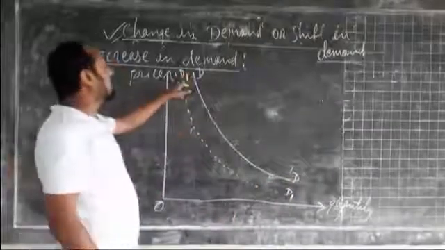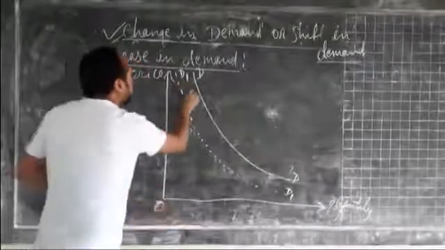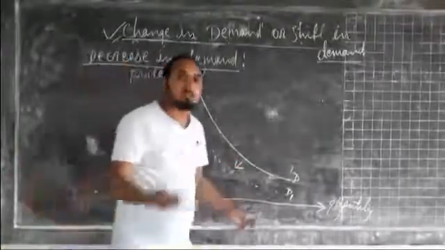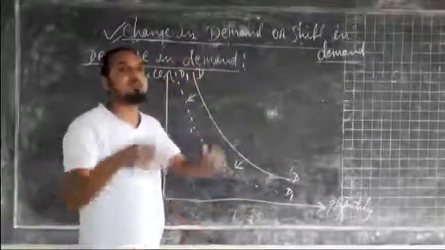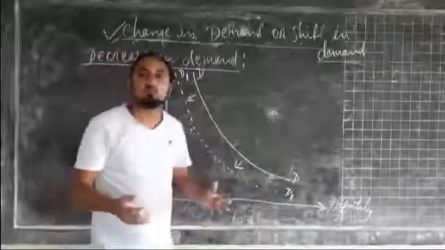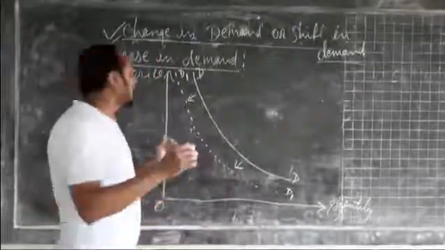D1 is the new demand curve, and this new demand curve is taking place due to decrease in either your income or taste and preference, or even if the government reduces the credit facility, then the consumers won't be able to buy more quantity of the commodity. So here the quantity demand will decrease.